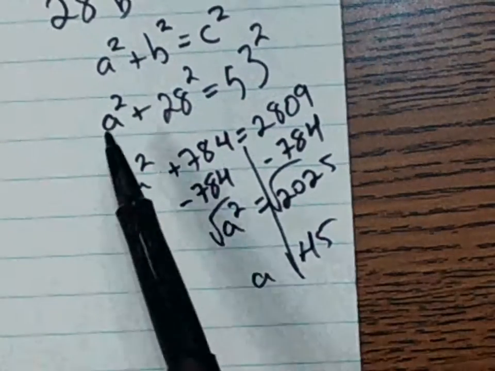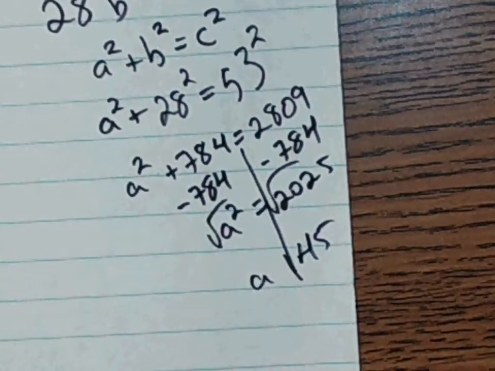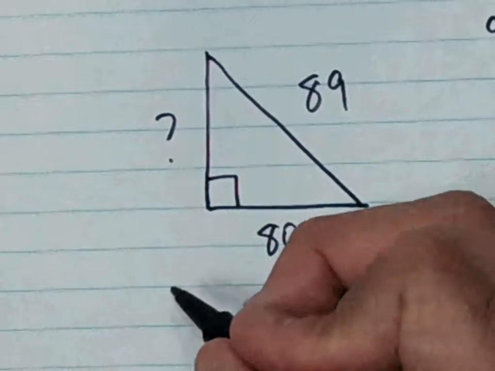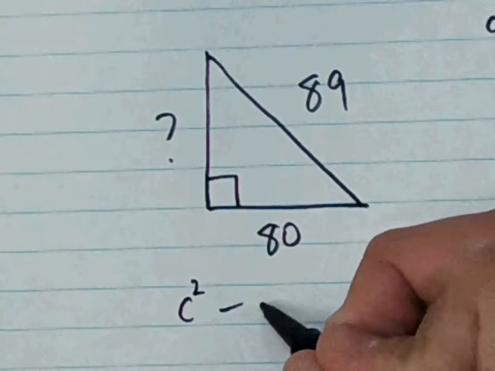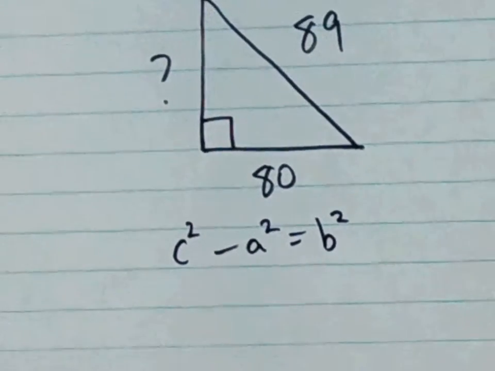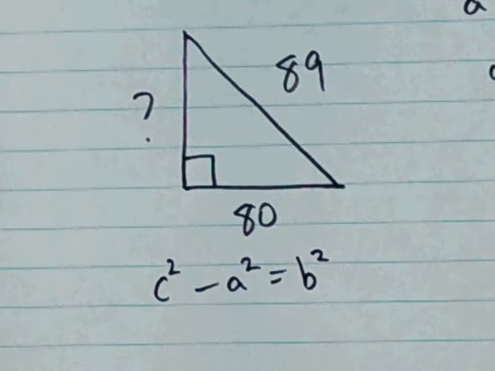So you could still use the a squared plus b squared equals c squared. You just have to treat it like you're solving for a variable in an equation. I prefer to use the c squared minus a squared equals b squared because that's one less step. So let's use this last example with that.